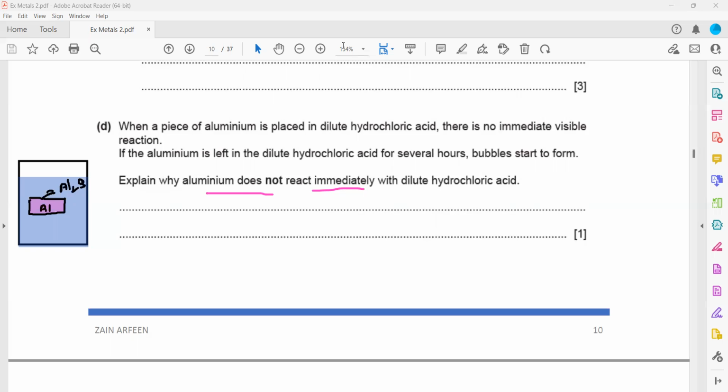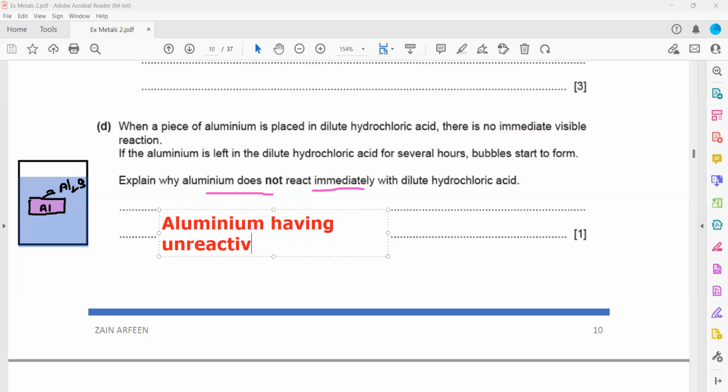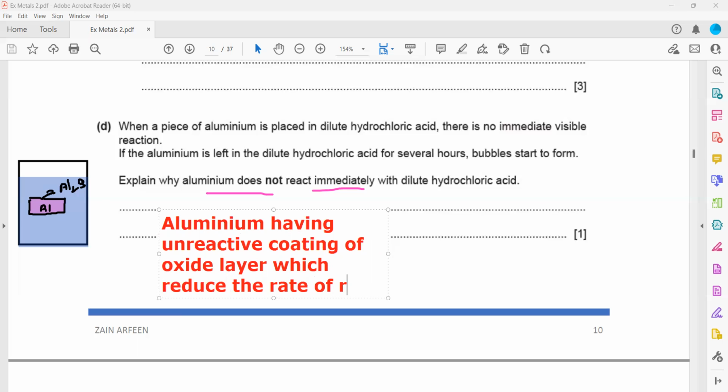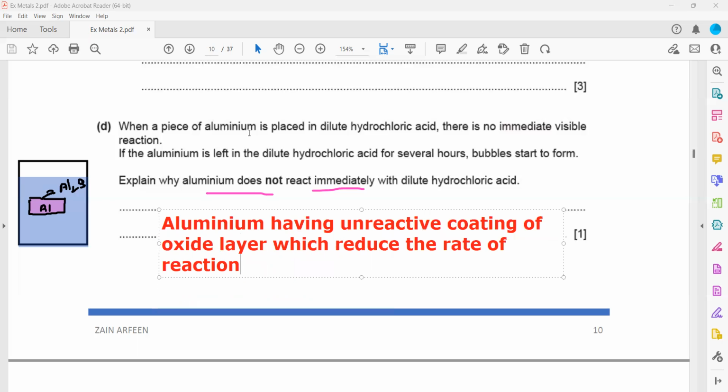So at first, what will happen? Aluminum has an unreactive coating of oxide layer, which reduces the rate of reaction. It does not react immediately. Once this oxide layer is removed, then the reaction will start to happen. Before that, there will be no reaction.